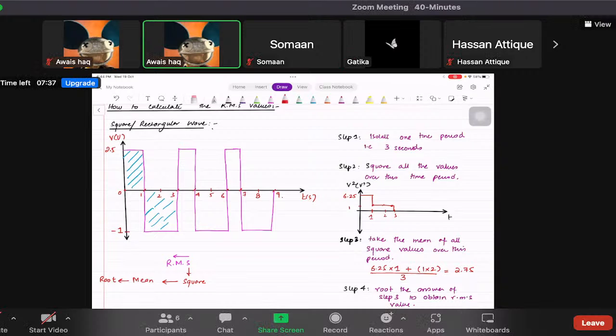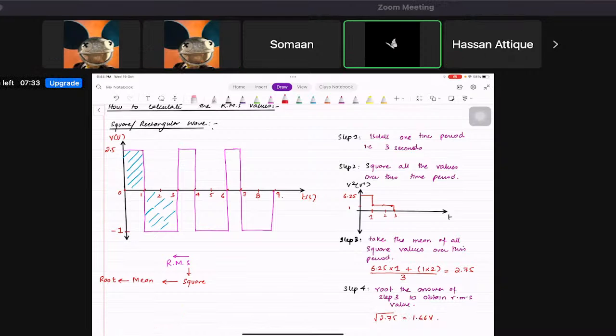So can you repeat the third step? Okay, Gatika, so what is the value between 0 and 1? 6.25. Okay. What is the value between 1 and 2? So that's total 3 seconds, right? Yeah. 1. Okay, let me write it this way. You're getting confused. Let me write it this way. So there's total 3 seconds.